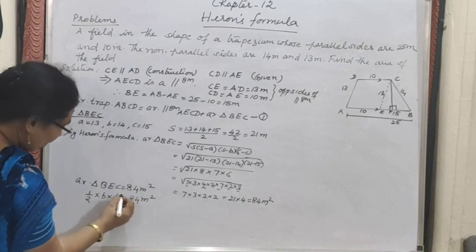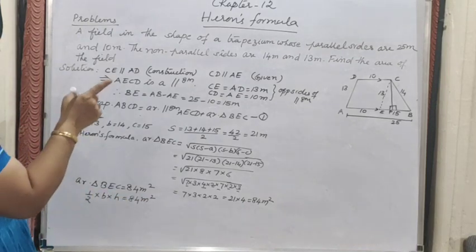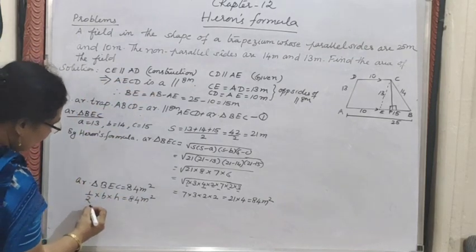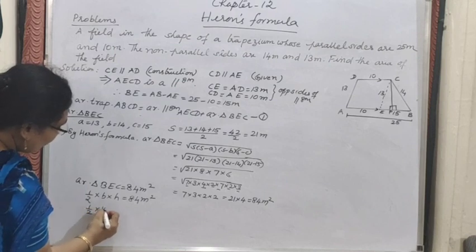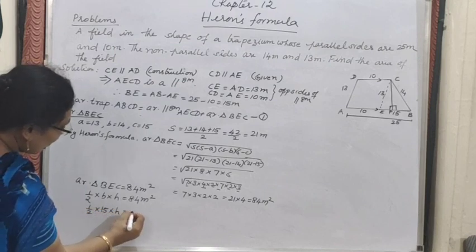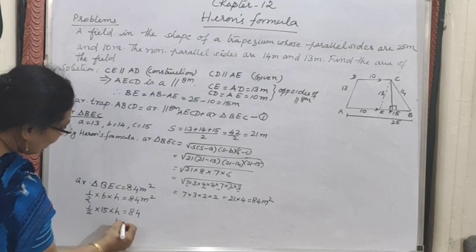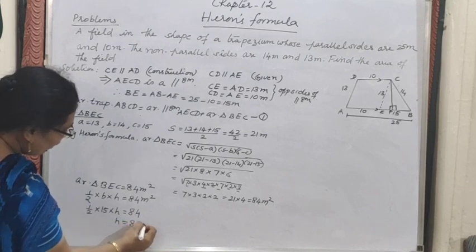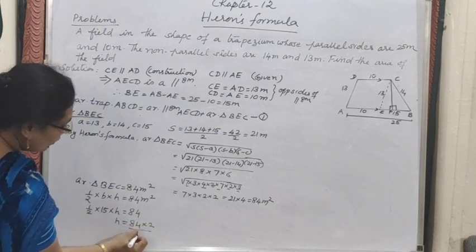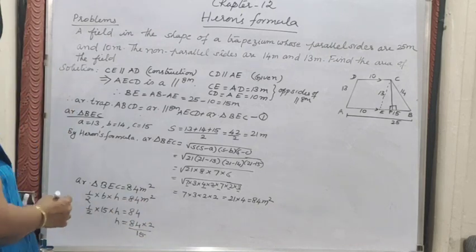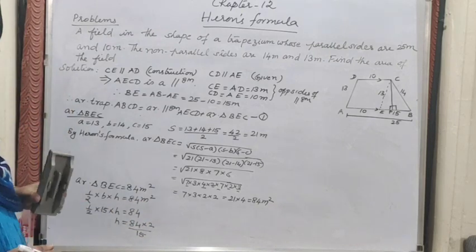So we can calculate this height, right? But this triangle, what is the base we have used? Half into 15 into height equal to 84. So 15H means 84 into 2, so H is 84 into 2 by 15. I'm not simplifying this, right? So 84 into 2 by 15.